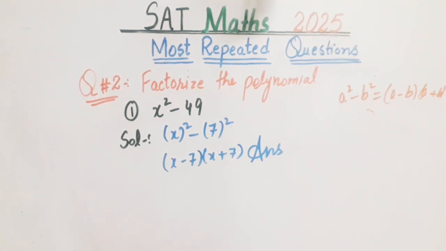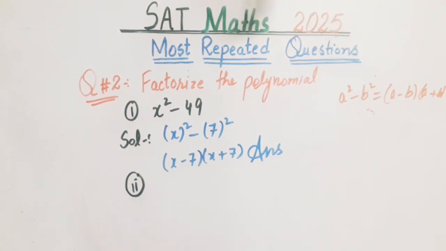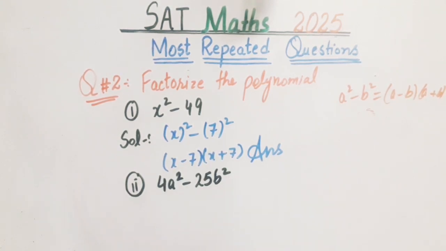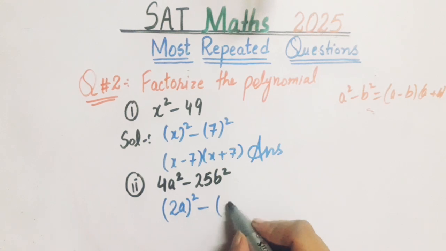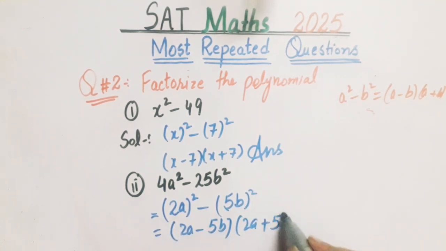Now we will solve the next one, that is 4a square minus 25b square. So we will solve this as 4a square can be written as 2a square and 25b square can be written as 5b square. So this will equal 2a minus 5b and 2a plus 5b. So this will be the answer.